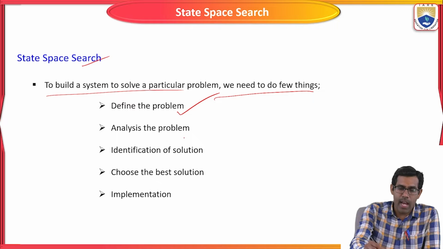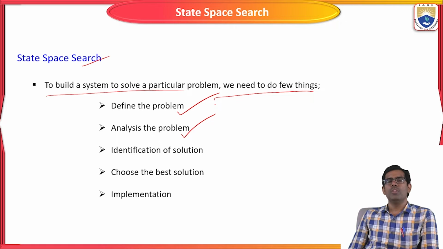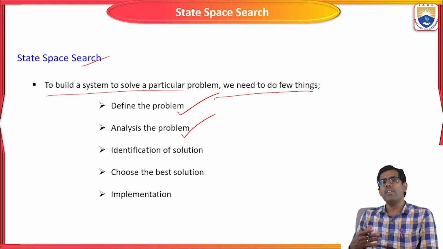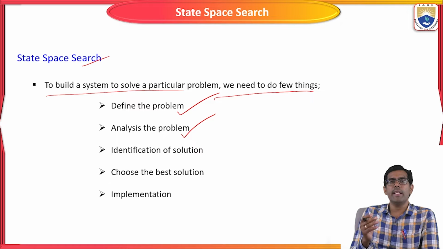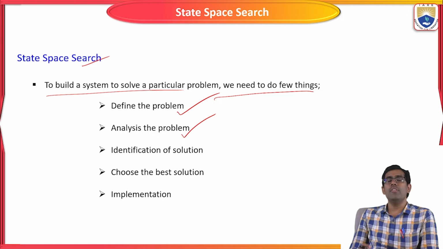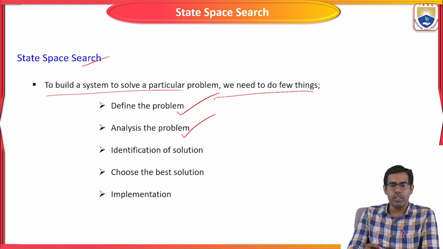The second one is analyze the problem. What is analyzing the problem? We have some data regarding our problem statement. Now we are going to analyze how the data, or some specific information or specific algorithms, will be used to reach the goal or to produce an optimal solution. That way we are going to analyze the specific problem.